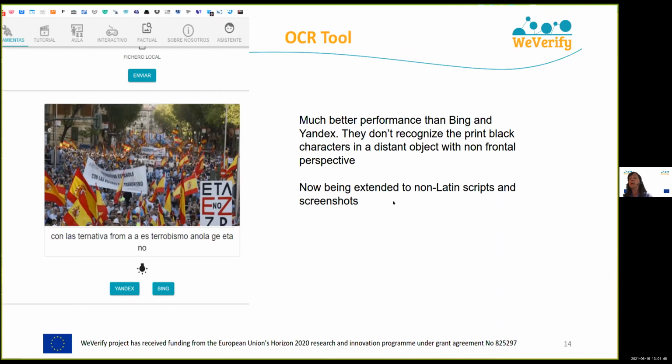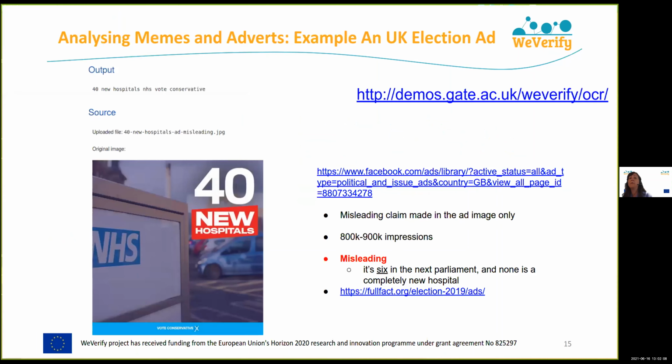We are currently working on extending this for non-Latin scripts and screenshots as well, because fact checkers and others are widely using, and misinformation as well is widely using screenshots of content. So extracting the text from that is really important in order to be able to verify it and process it further.